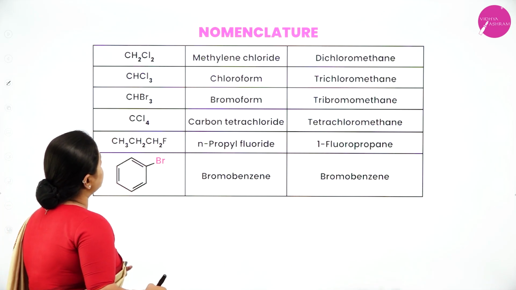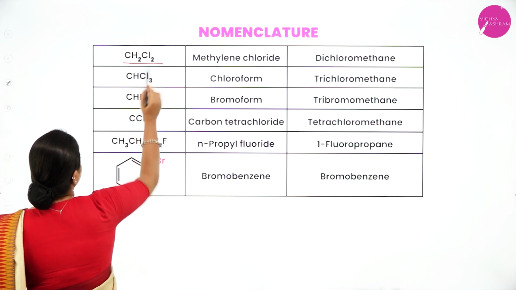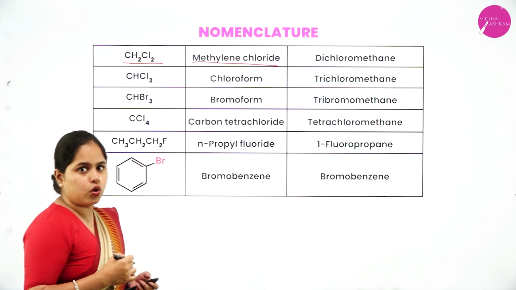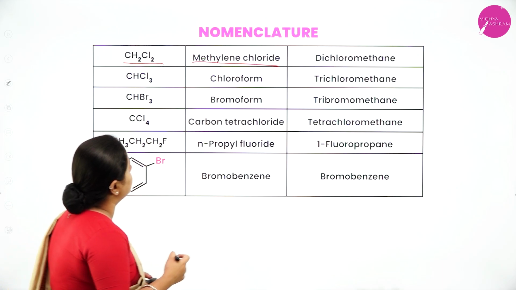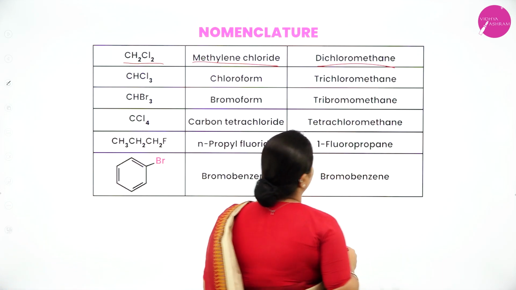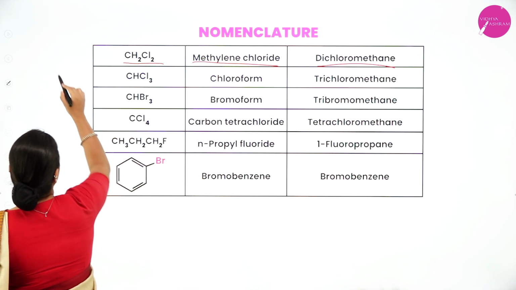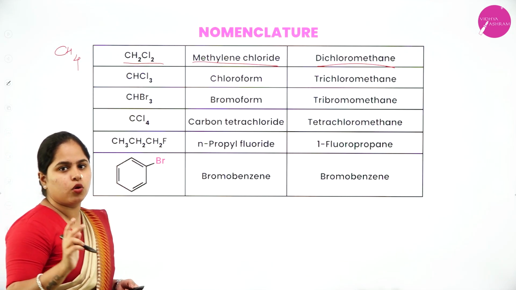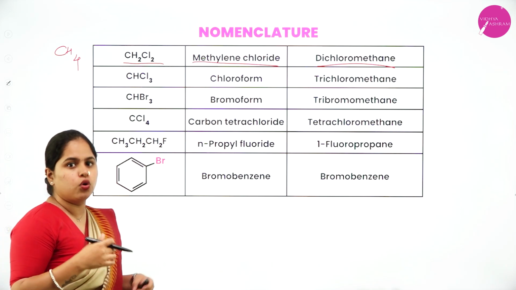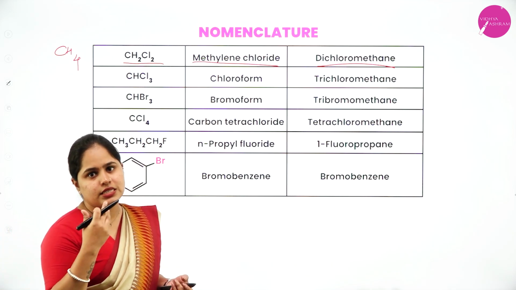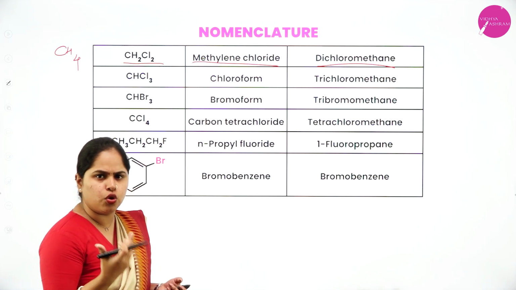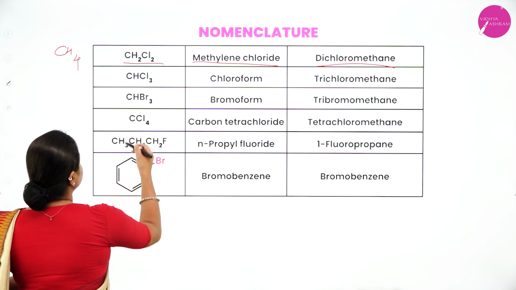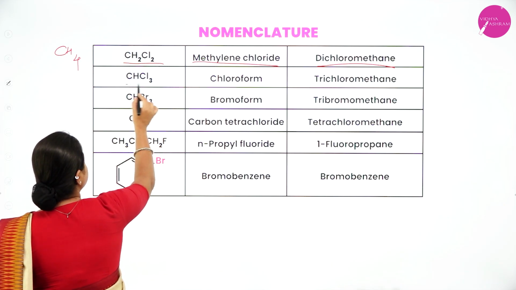Moving on to the next one, CH2Cl2. The common name is methylene chloride. And what will be the IUPAC name? It will be dichloromethane. Why dichloromethane? Initially the parent chain is CH4, from which two hydrogen atoms are replaced by chlorine atoms. So it is CH2Cl2. How many chlorines are there? Two chlorines. Is it necessary to mention the positions? No, because there is only one carbon atom. So it is dichloromethane.